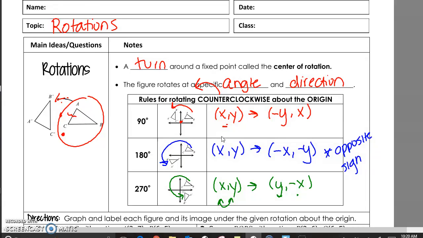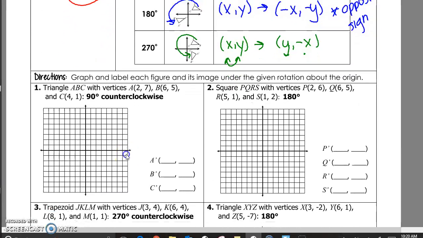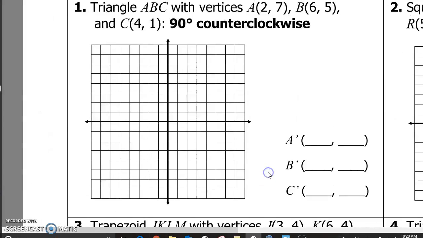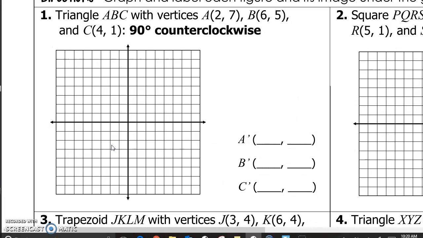Okay, so we're going to use those rules to now rotate figures. I'm going to zoom in. Again, you can get bigger graph paper if you need it. It's on my table. So we've got triangle ABC. Let's plot those vertices. We've got A at 2, up 7. B, we've got 6, up 5. And C, we've got 4, 1.